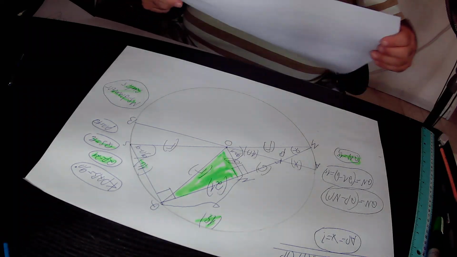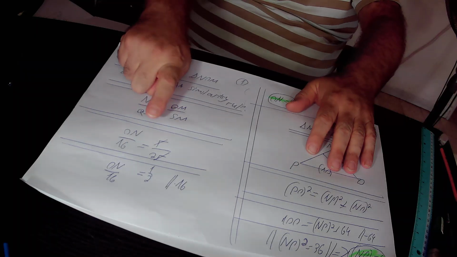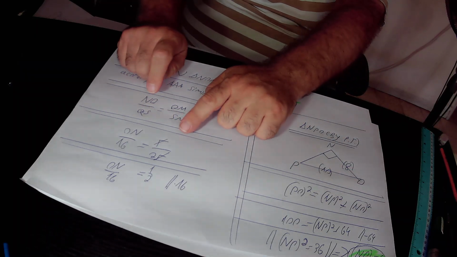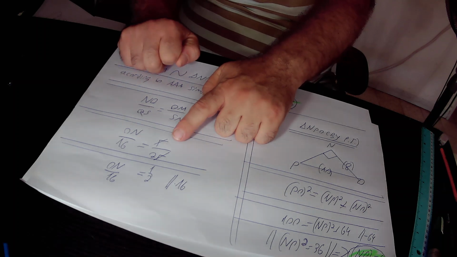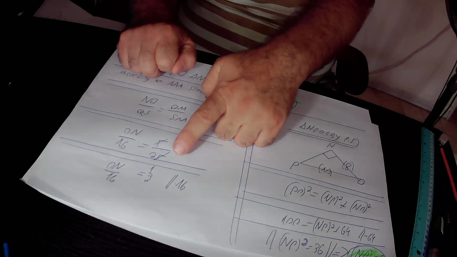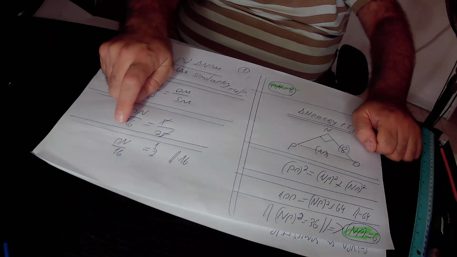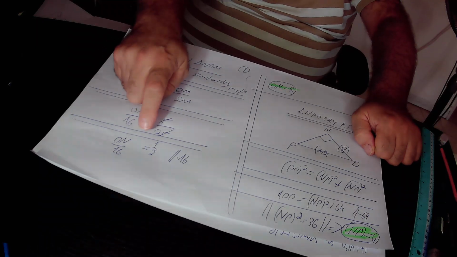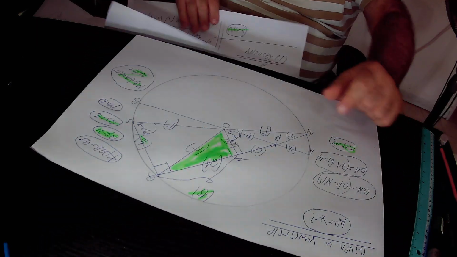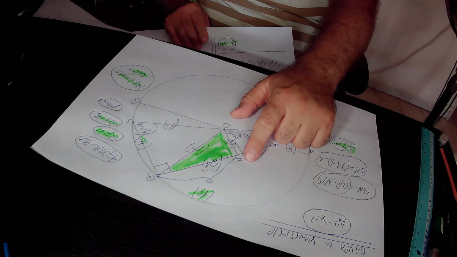So in total we find that ON over 16 equals R over 2R. We have R in the numerator and R in the denominator, so R will get cancelled. So on this side of the equation we are left only with 1/2. 1/2 equals ON over 16. Here we multiply this equation by 16 and finally find out that the missing side ON equals 16 over 2, that is 8. So this is the missing side ON. It equals 8 units in its length.